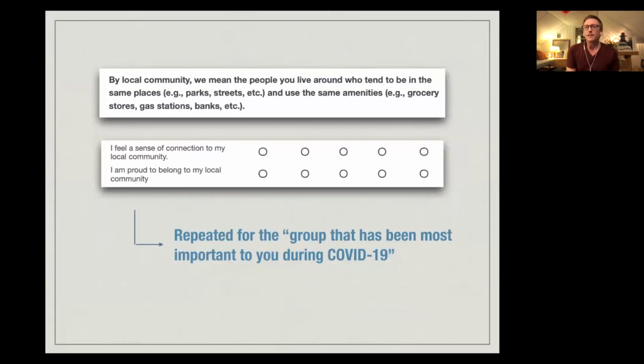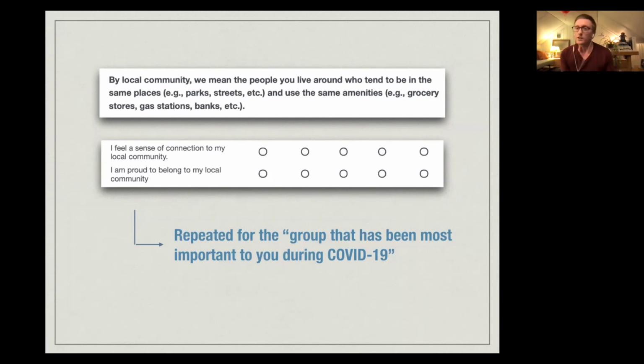So we had to give some careful thought to how we would define local community. This is what we came up with, and I think it actually worked quite well. So we told people by local community, we mean the people you live around who tend to be in the same places like parks or streets and who use the same amenities as you, grocery stores, gas stations, banks, etc.